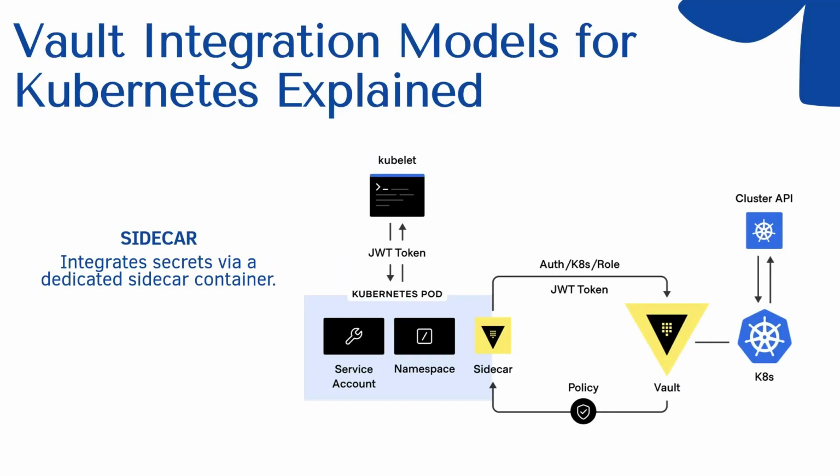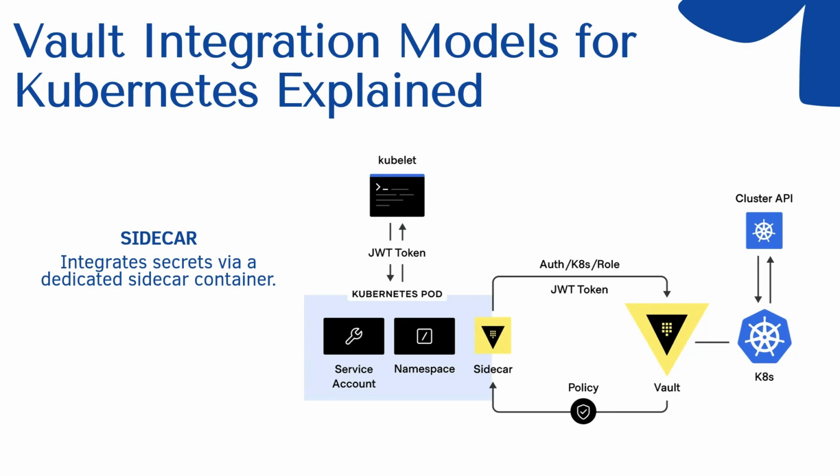The Sidecar. The Vault Agent Injector injects secrets directly into the pod at runtime. How it works: the sidecar authenticates to Vault using the pod service account. It fetches secrets and renders them into a shared in-memory volume. Then your application just reads files. From the point of view of your app, Vault is unaware, but it still gets secrets.